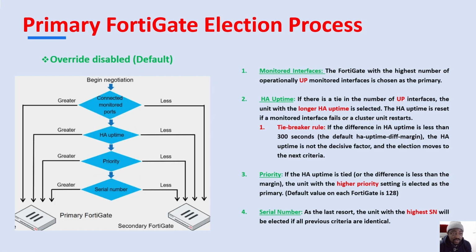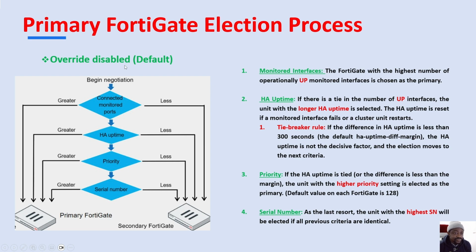These interfaces are the ones that will be used to trigger a failover if a network goes down. As we said, we can configure our FortiGate HA to work in either active-passive mode or active-active mode. If we want to run it in active-passive mode, it means we need to elect one of the FortiGate devices to run as the primary FortiGate, and the other one will be the secondary device running in standby mode. So the primary FortiGate election process is like this.